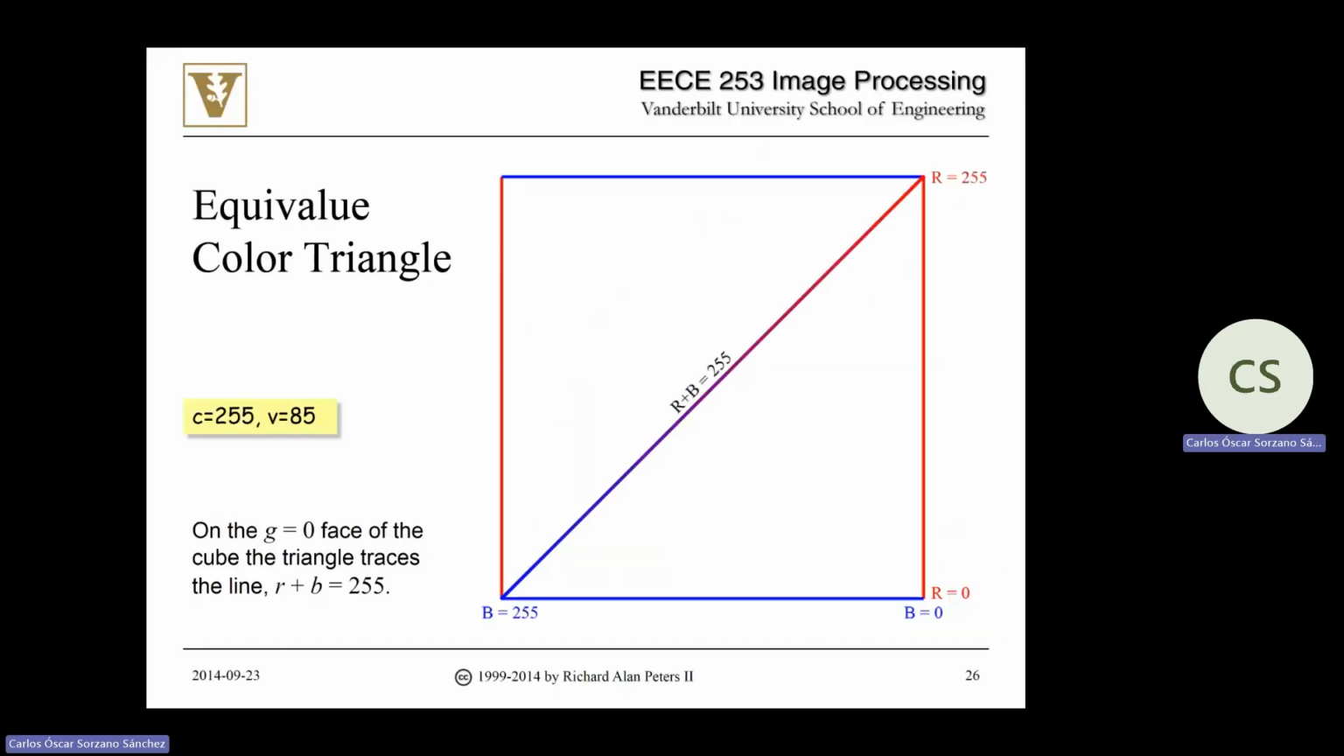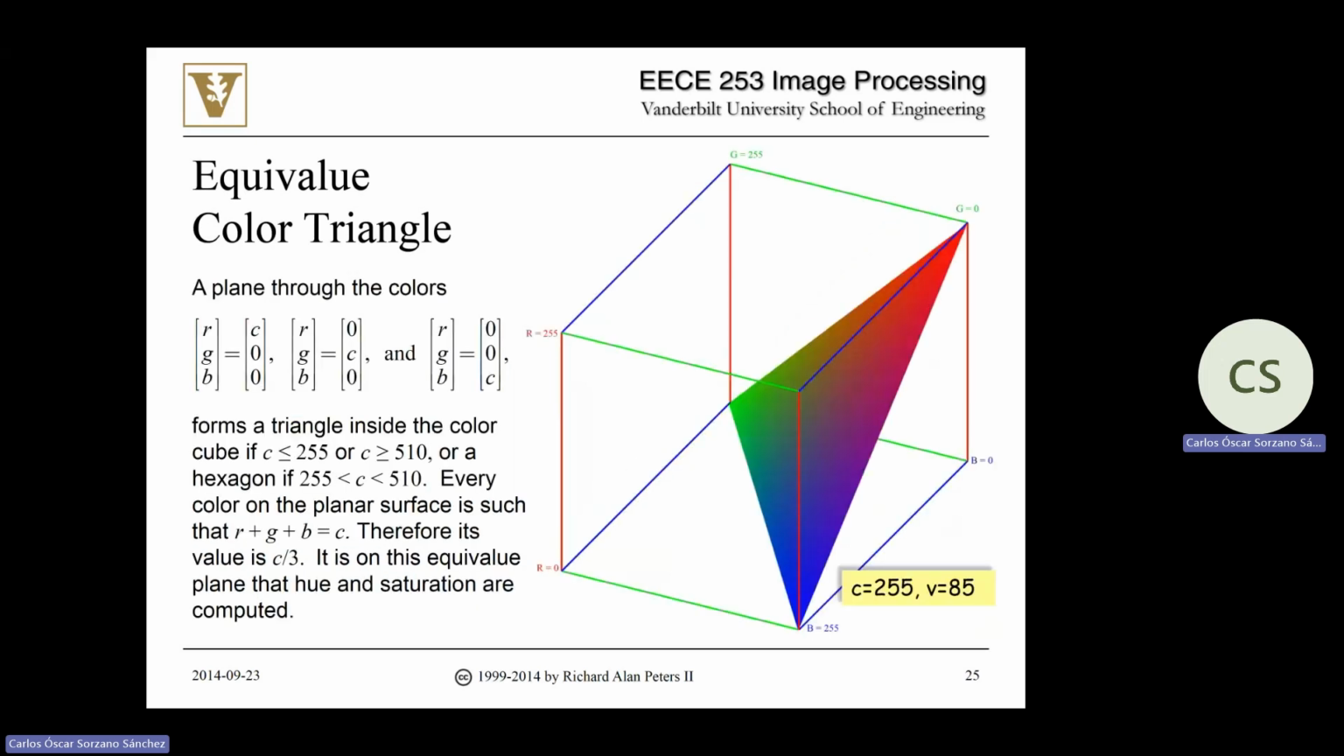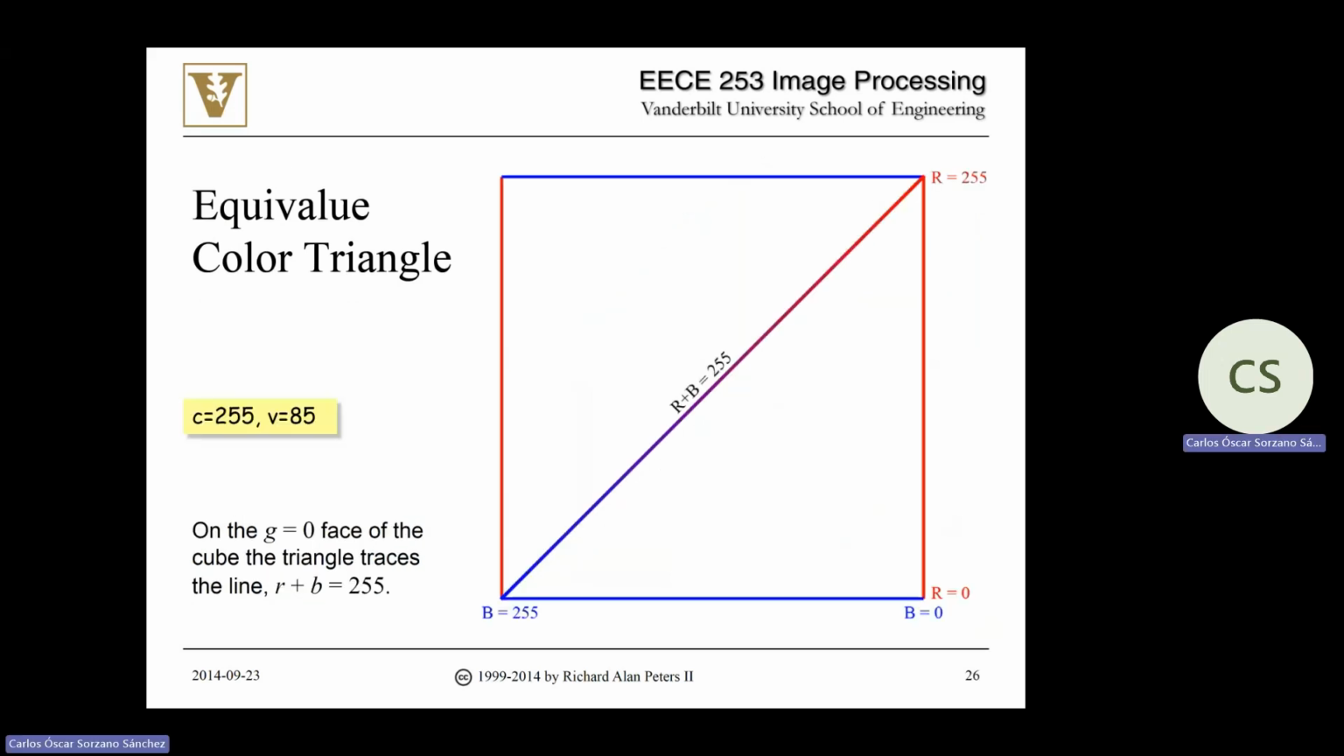Okay, so we have R plus B equal to 255. And you may wonder, okay, this line, where does it go when R is equal to 0? When B is equal to 0, R has to be 255. And when R is 0, B has to be 255. So you are seeing there is this line here. So it is this plane and this line, this diagonal. And in this diagonal, you are going from perfect blue to perfect red, and then you have a mixture. So far, so good. Okay, good.